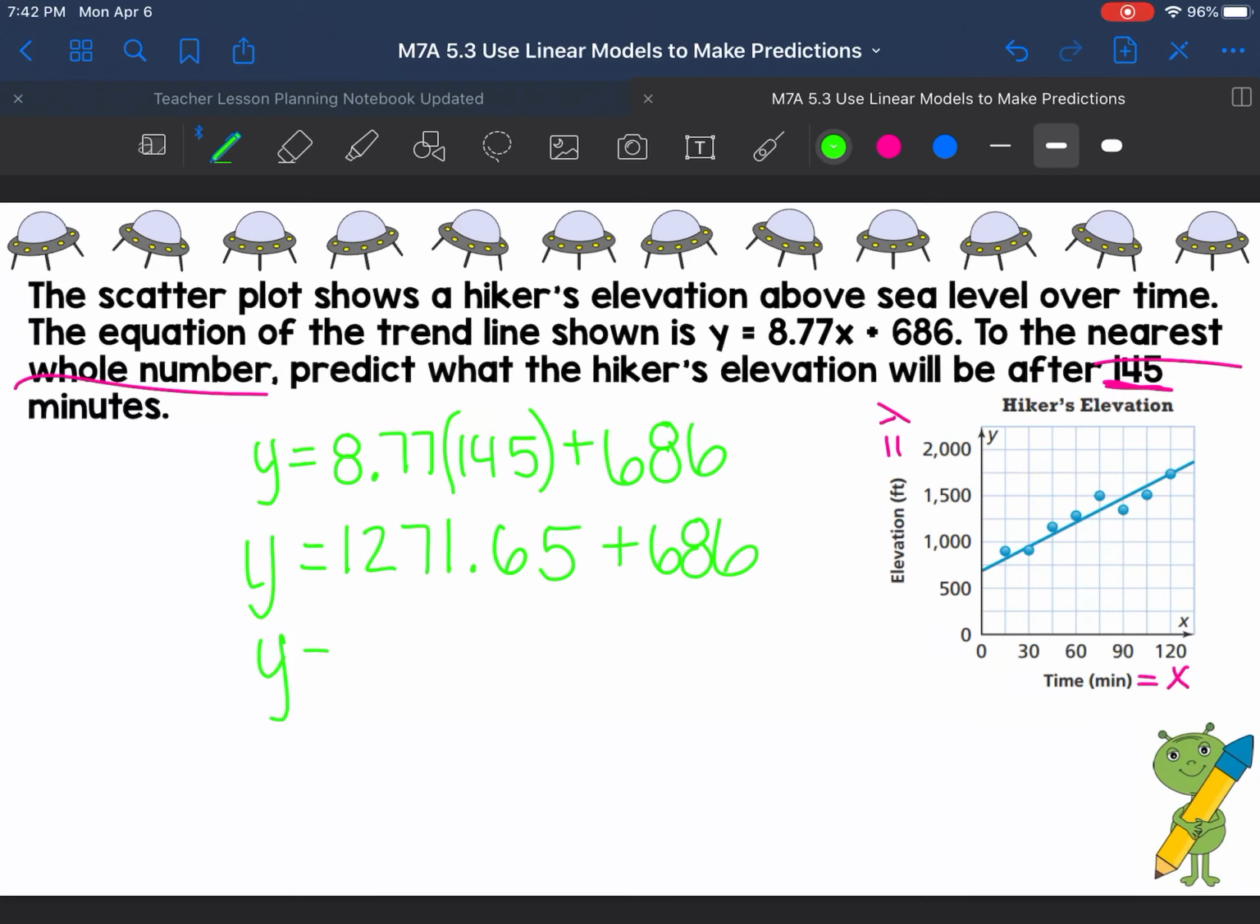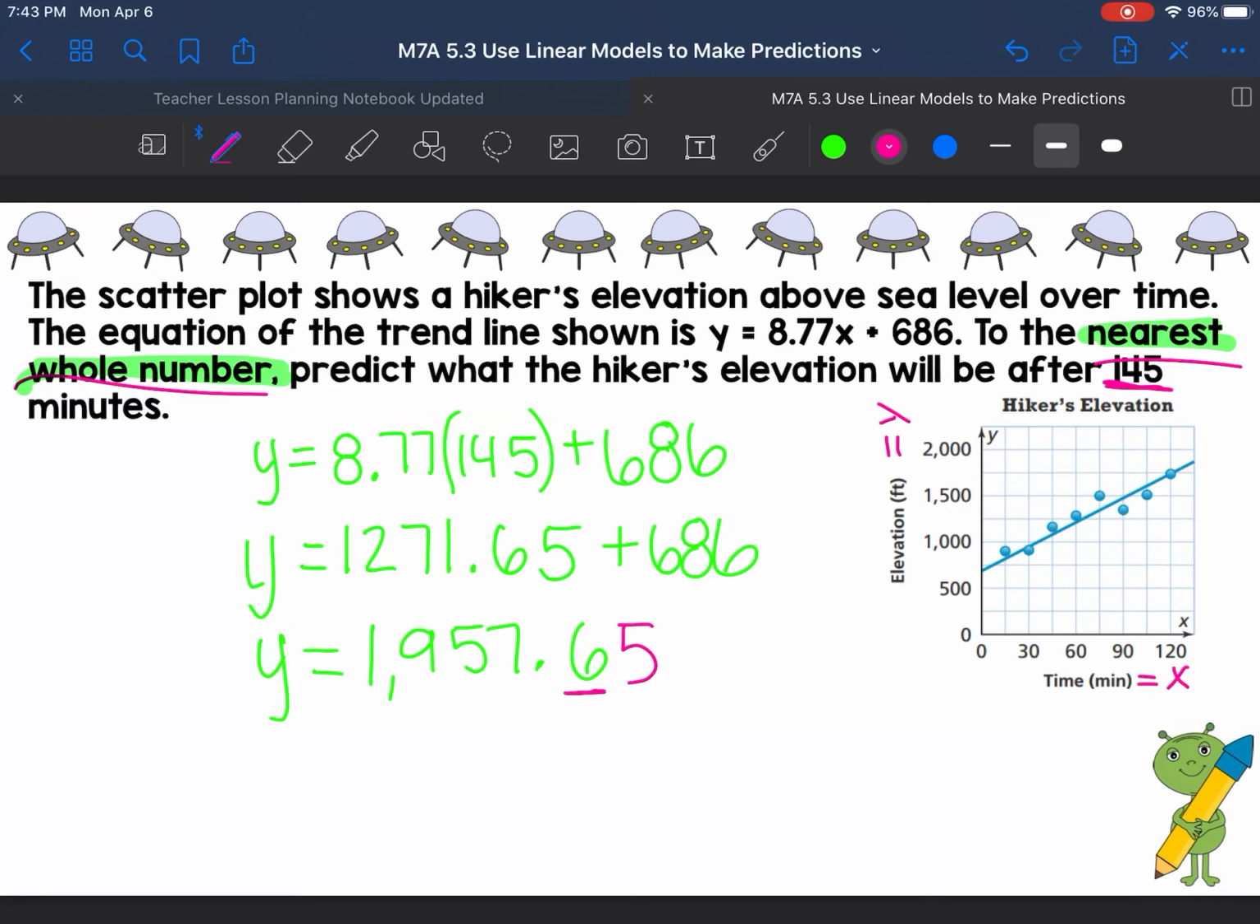1,271.65 plus 686. Now I just got to add 1,271.65 plus 686, which is 1,957.65. Remember when I told you to remember that to the nearest whole number? Right now. If we put this as our final answer, we would get points taken off because it's not a whole number. By the way, that's 6.5. Not that it matters that much, but I need to change it to the nearest whole number.